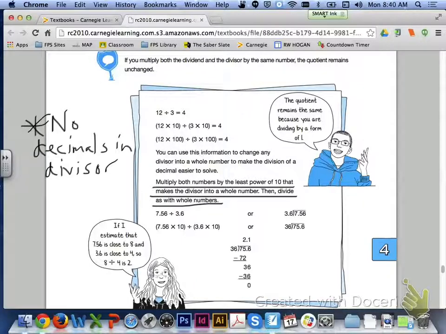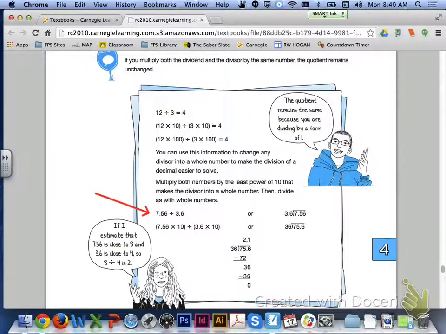So we can use this information to change any divisor into a whole number to make the division of a decimal easier to solve. I want you to think of this rule: we never want to have any decimals in our divisor. So in order for that to happen, all we need to do is multiply both numbers, the divisor and the dividend, by the least power of 10. That is going to make the divisor into a whole number. Then we can divide with whole numbers, which will make it a lot easier for us.